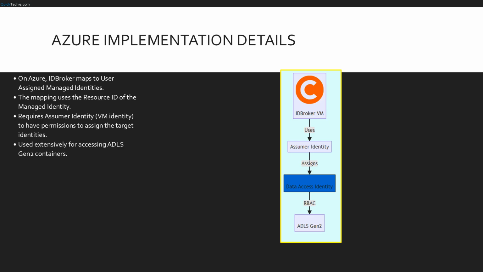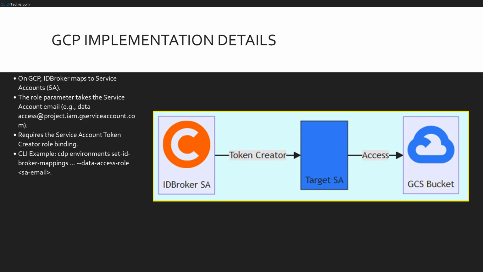Here is the Azure hierarchy. The IDBroker VM utilizes the assumer identity. This identity has the special permission to assign the data access identity to the process. Once assigned, the data access identity uses standard Azure RBAC, role-based access control, to read and write to ADLS Gen2 storage. For Google Cloud, we map to service accounts.